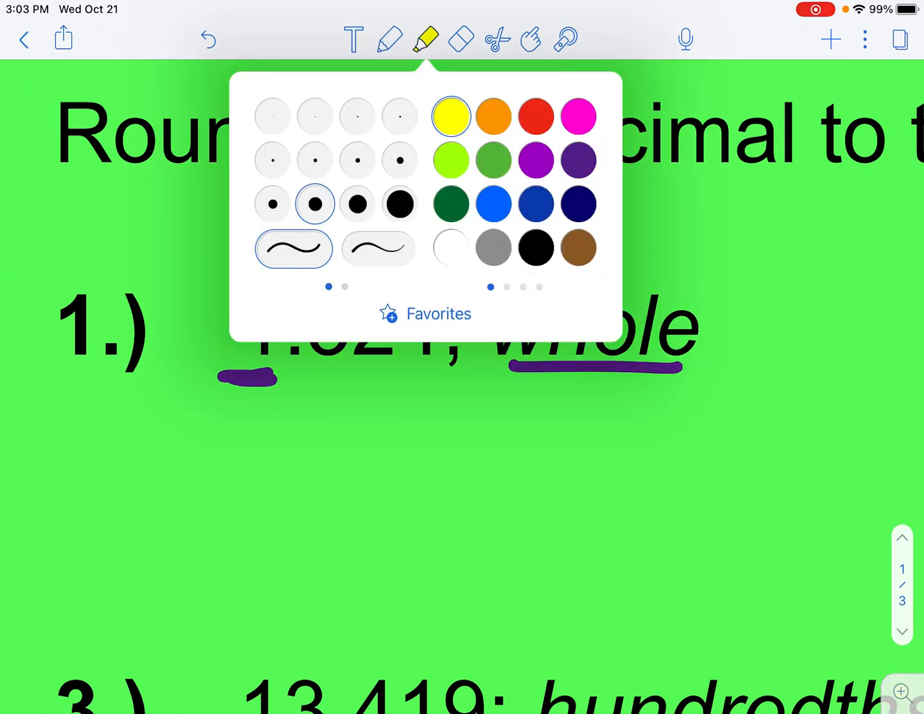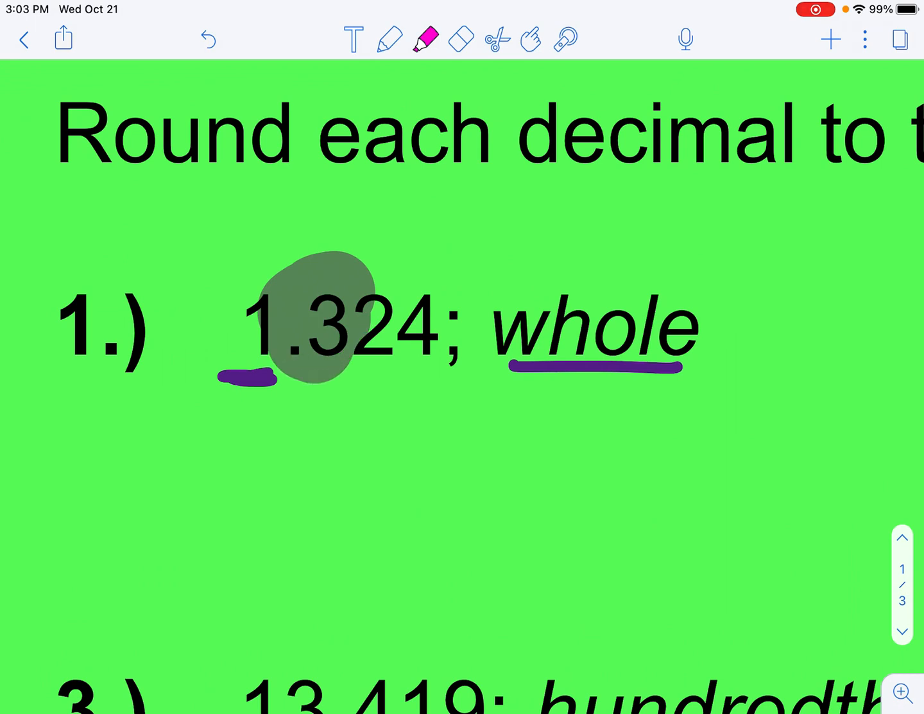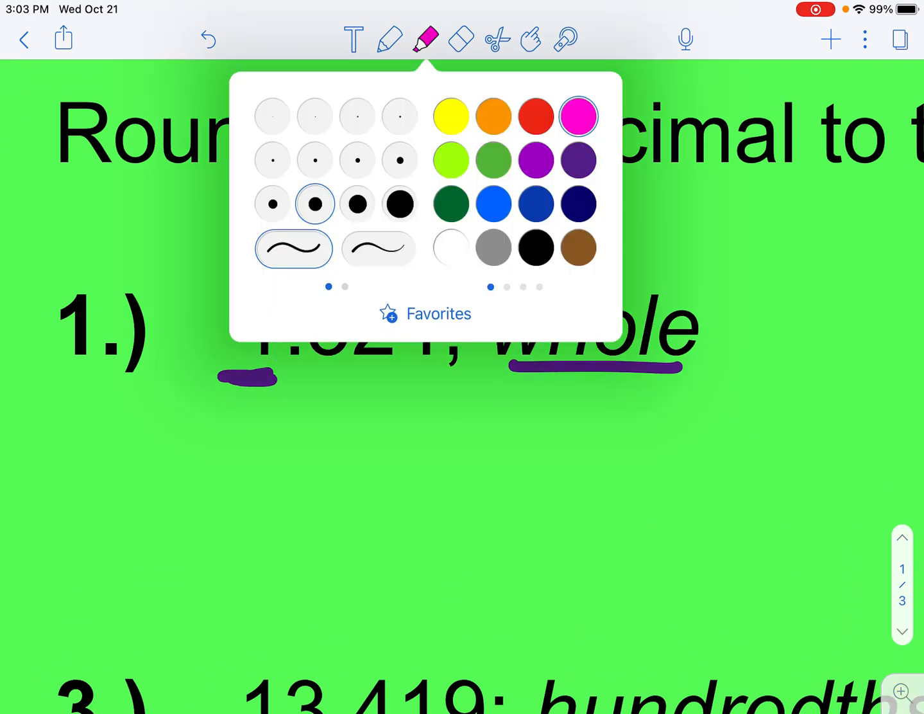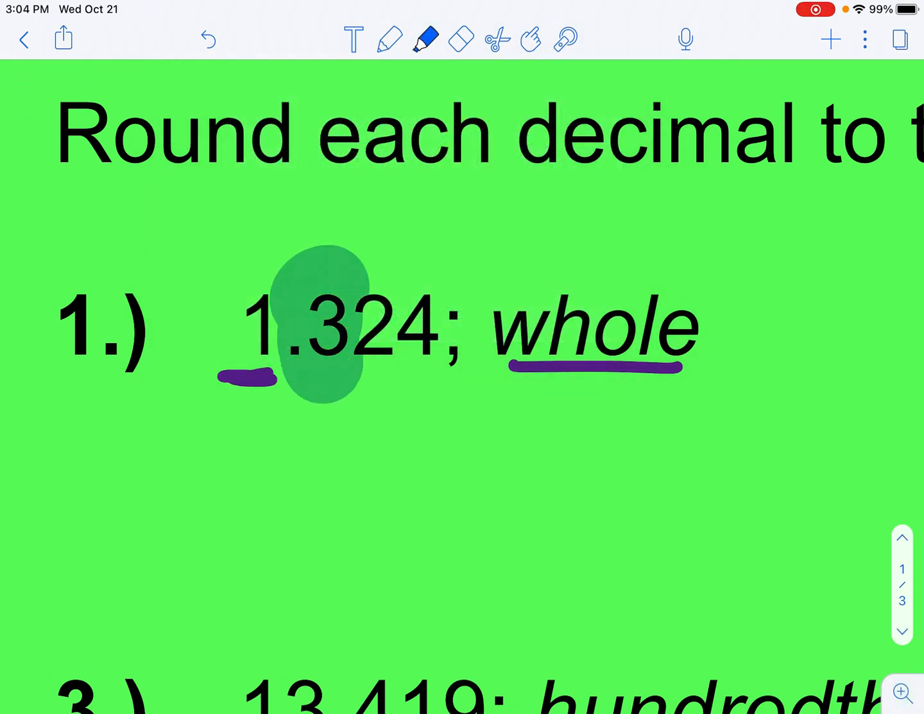Let me pick a different color that stands out a little more. There we go. That one works. 3 is 4 or less, so that means my underlined digit stays the same. So when I round it, I get a 1.